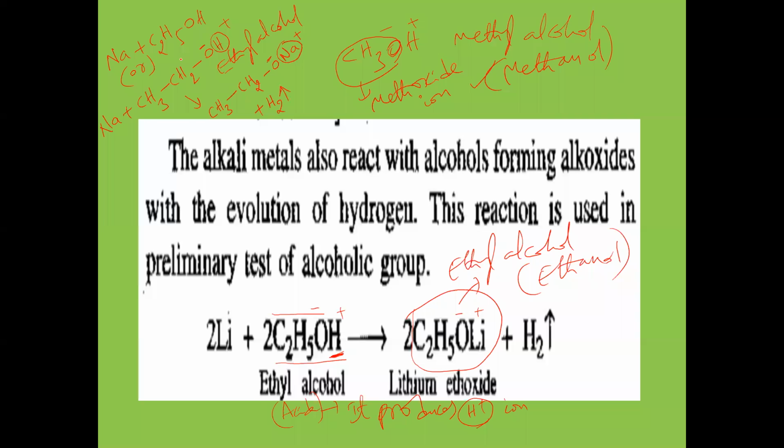So this is the test for alcohol. If you want to find out whether the given liquid is alcohol or not, we use alkali metals. Alkali metals will liberate hydrogen gas. Keep that point in mind.